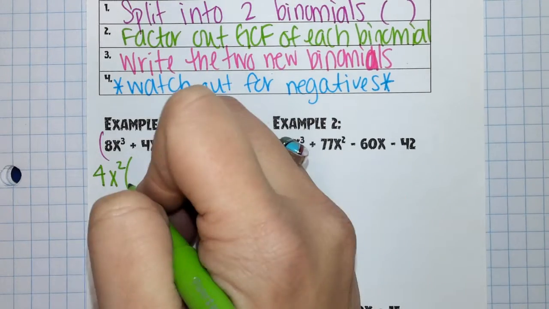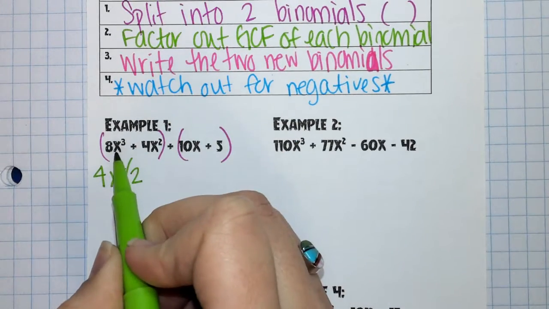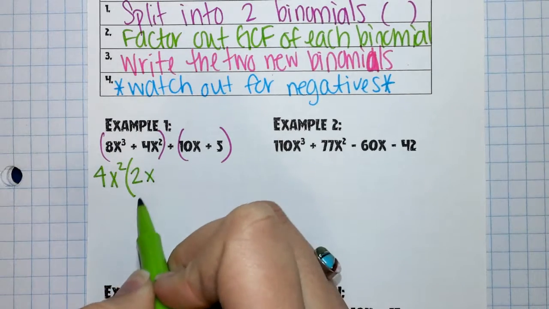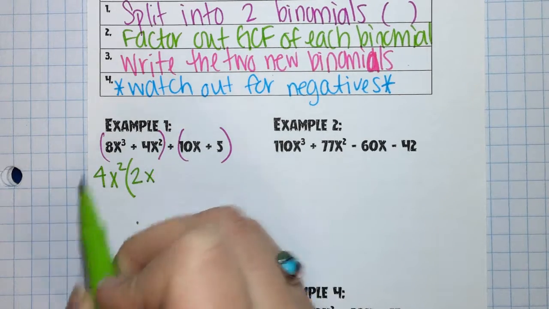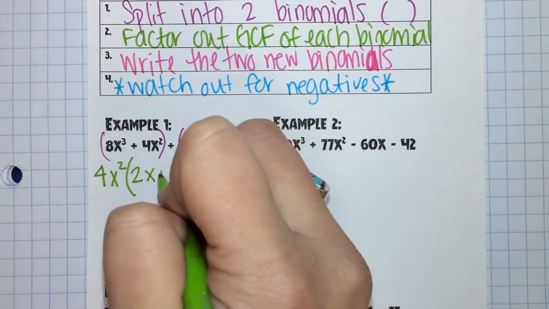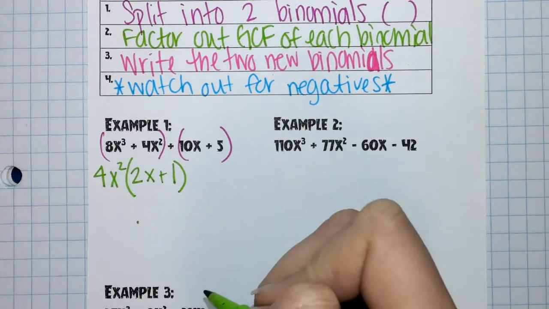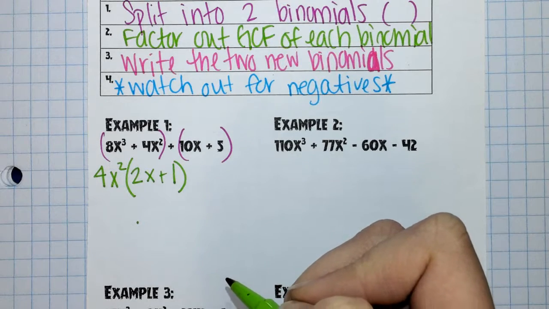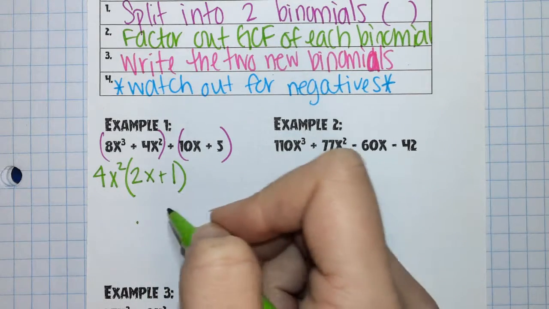Alright, so what's 8 divided by 4? 2. And you'll have 1x left over. 4x squared divided by 4x squared is 1. Just 1. 1, that's why I wrote a 1.